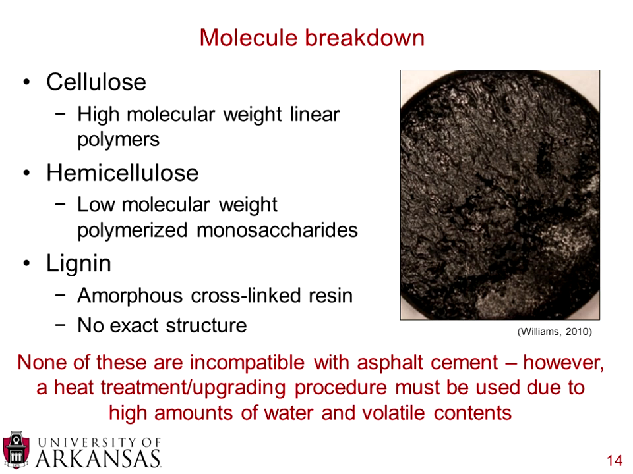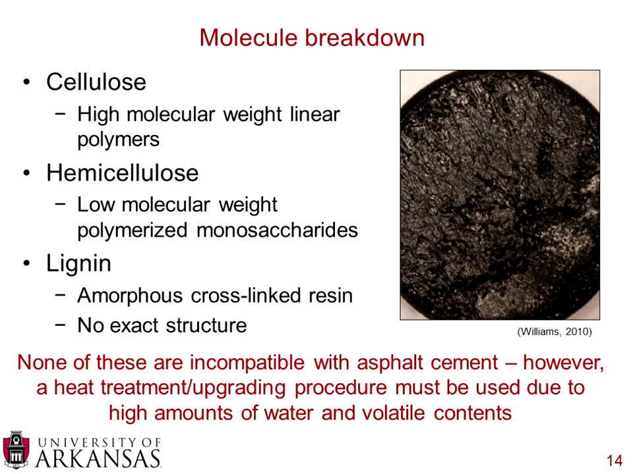So cellulose is kind of similar to asphaltenes. They have very high molecular weight, and they're long linear polymers. Hemicellulose has low molecular weight, and they're composed of polymerized monosaccharides. And then the lignin is an amorphous cross-linked resin, and there really is not any exact structure. So their take-homes from these three molecules are none of them are incompatible with asphalt cement. So these are found in some form or some very similar form to traditional asphalt cement.